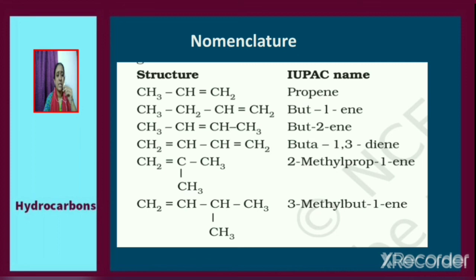Now consider the last compound given, CH2=CH-CH3 with a branch. The IUPAC name of the compound is 3-methylbut-1-ene. 4 carbon atoms are present in the longest chain. The methyl group is attached to the third carbon and the double bond is present at the first carbon. Therefore, the IUPAC name of the compound is written as 3-methylbut-1-ene.